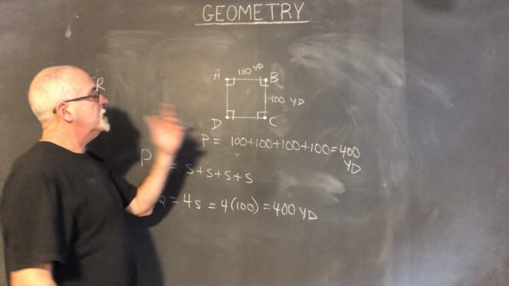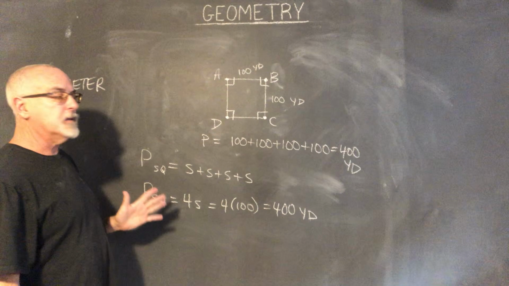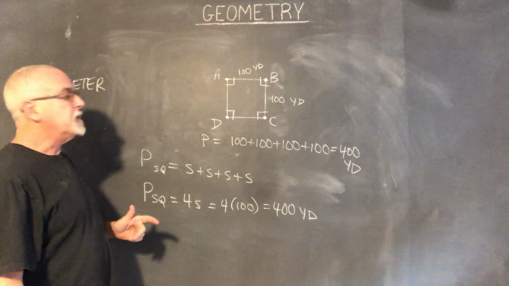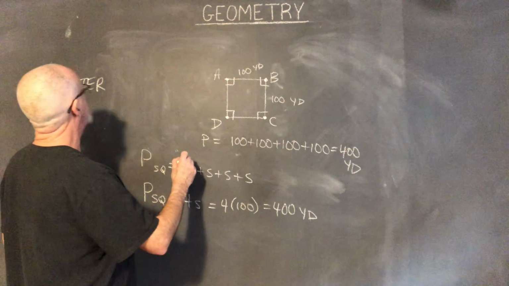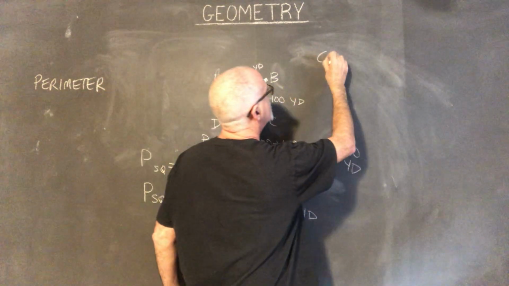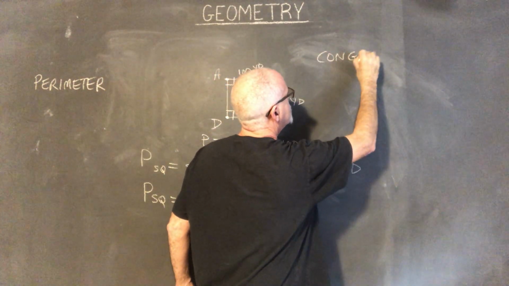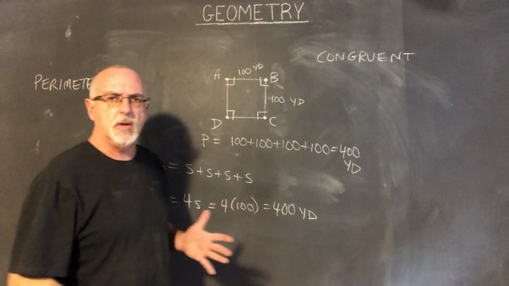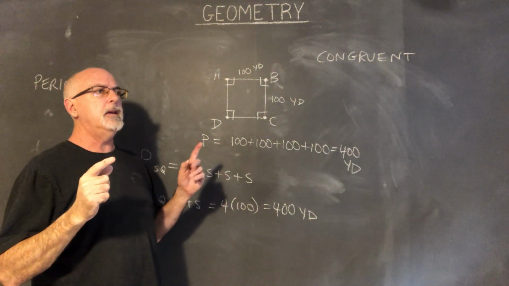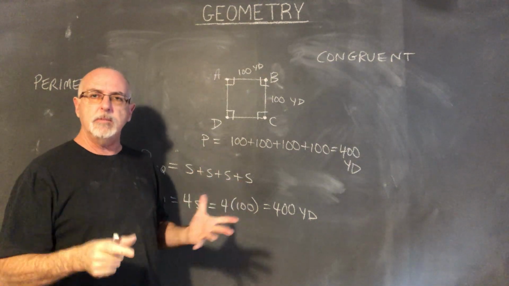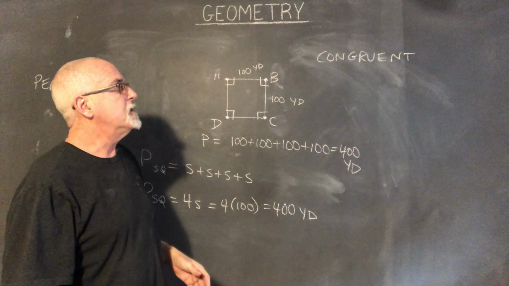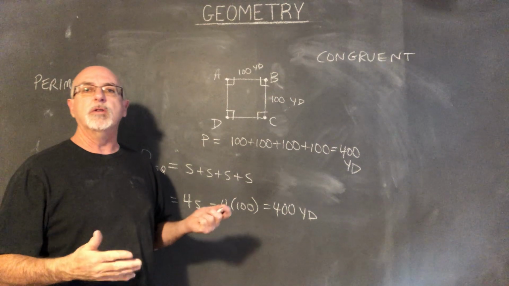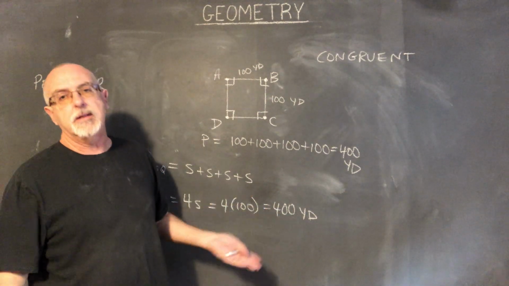Now, I left this square here for so long partly because I also want to talk about congruent. The word congruent, where will I put that? I'm going to put it here. Congruent means equal. It means that when you have two shapes, that they are the same size and the same shape. So you can't say a triangle is congruent to a square. They're not the same shape.